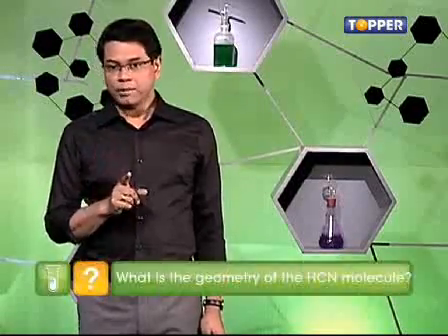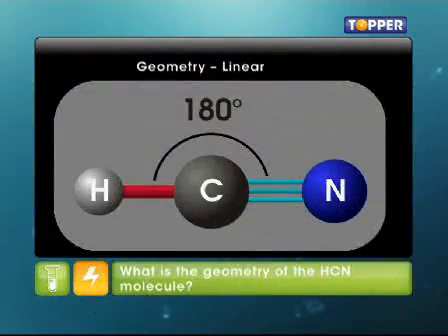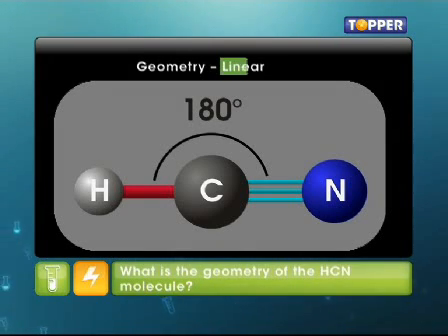If you are asked for 1 mark to give the geometry of the HCN molecule, here is how you should structure your answer. Since there are no lone pairs around the central atom, the geometry of HCN is linear with a bond angle of 180 degrees. That was a perfect answer, and that will surely lend you that critical mark. So that brings us to the next question.